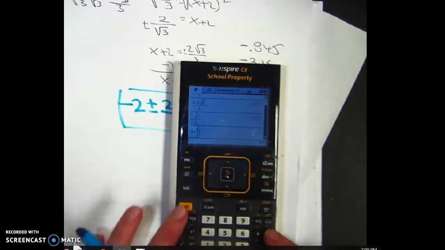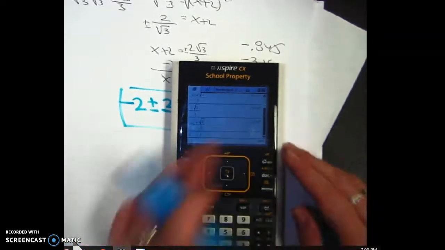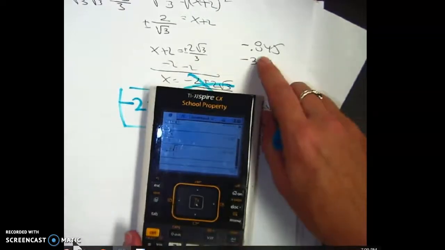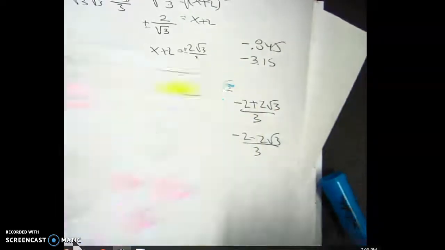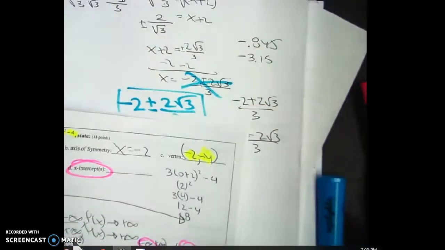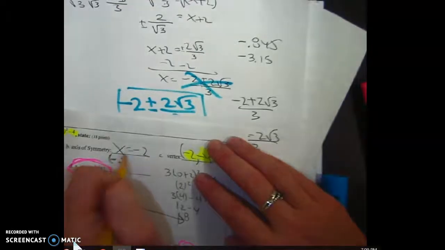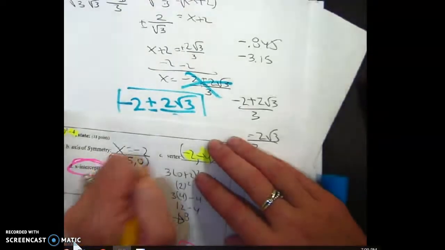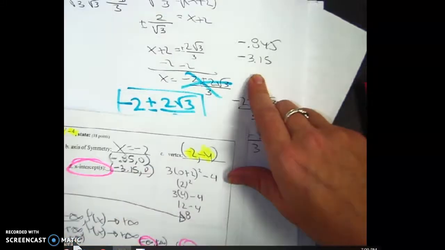-2 plus, control divide, 2 rad 3 over 3. Boom, that -0.845 matches that one now. Okay, so now I can come over here and show that even though I copied it off the graph, I showed the work. -0.8485, comma 0, and -3.15, comma 0. Okay, let's go down to here.